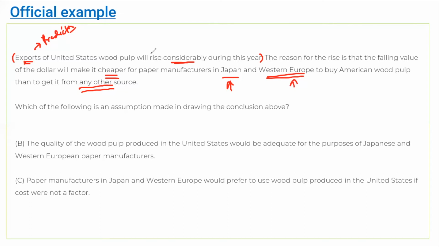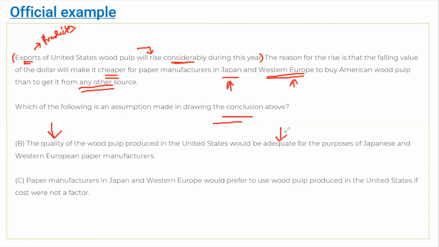So with that, let's jump into the options, but let's also read the question once. Which of the following is an assumption made in drawing the conclusion above? That is, what is that necessary condition that must happen for the considerable rise to happen of exports of US pulp? Okay, let's read. The quality of wood pulp produced in the US would be adequate for the purposes of Japanese and Western European paper manufacturers. So they are talking about quality, and they're saying the quality would be adequate.